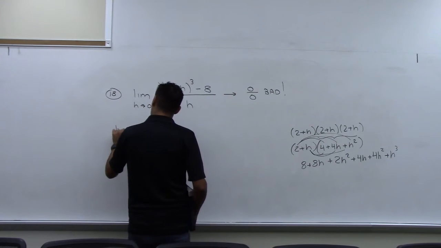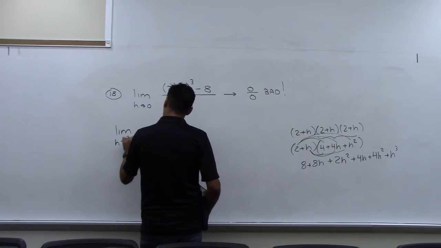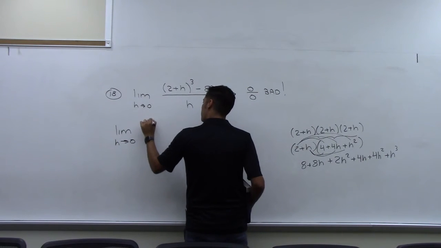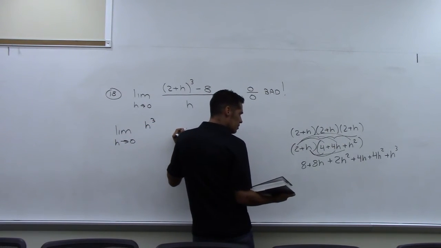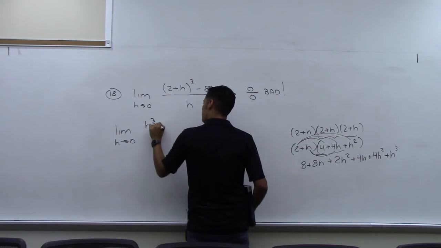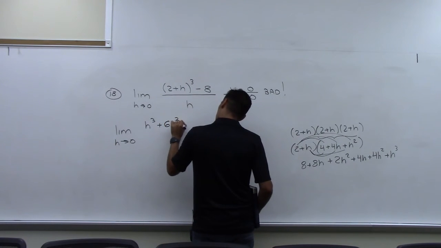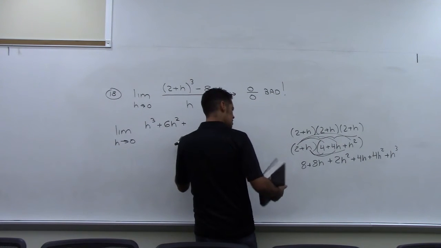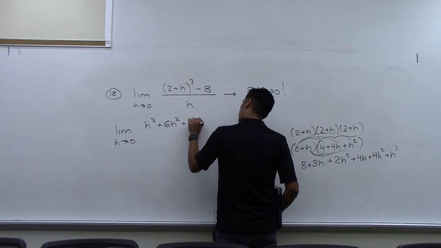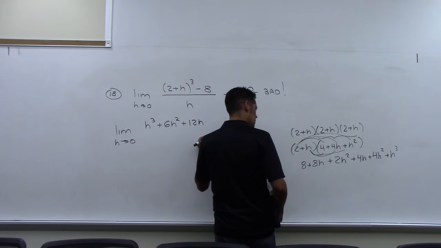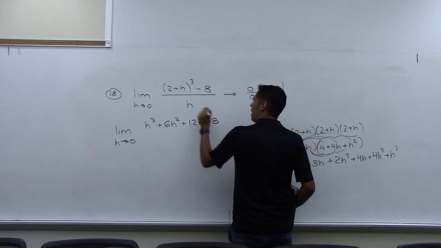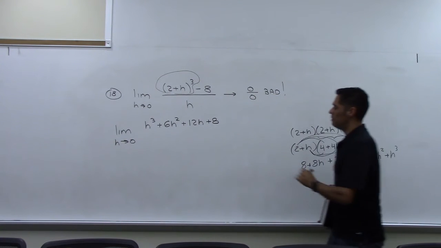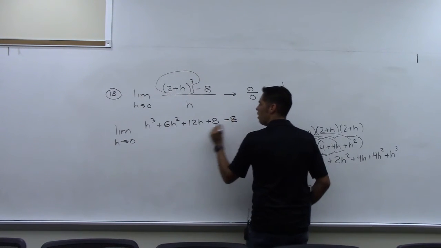So this is the limit as h goes to 0. Let's see, we have an h cubed. How many h squareds do we have? Plus 6h squared, plus 12h's, and then plus 8. So that's just this. Then minus 8, and then all over h.